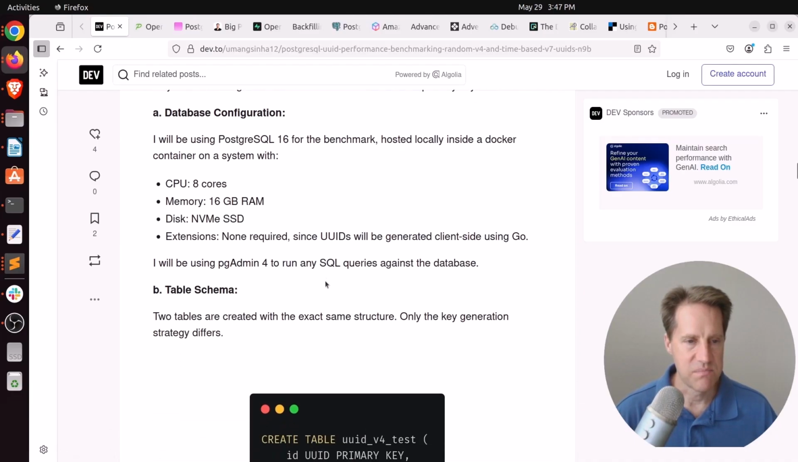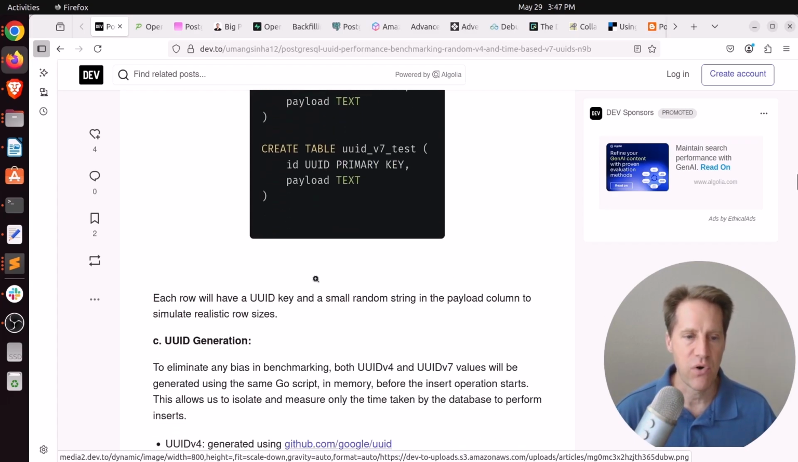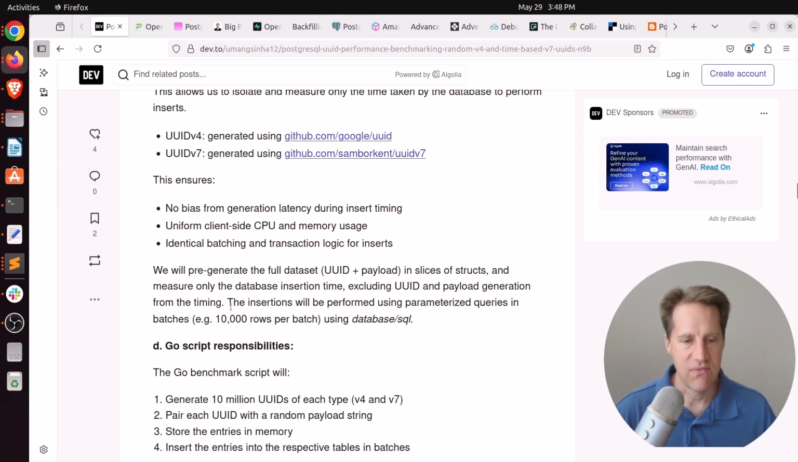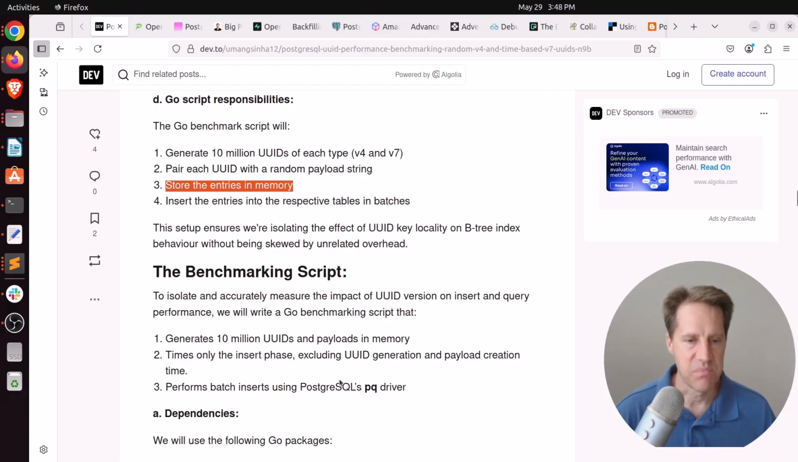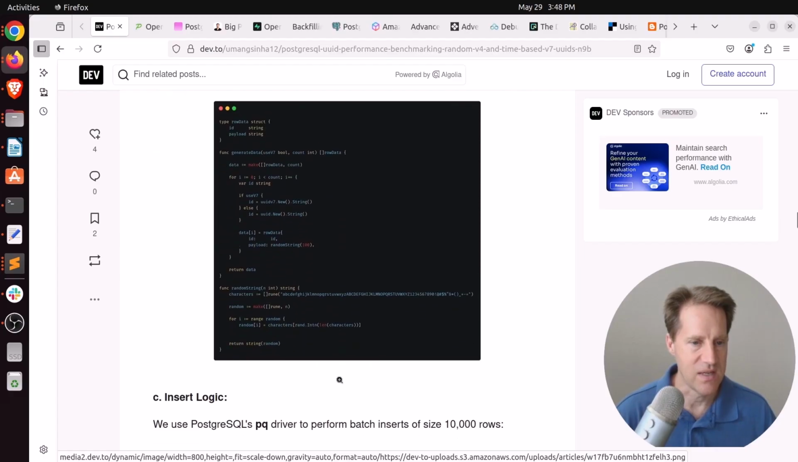But let's get into his benchmark. He's looking at an 8-core system, 16 gigabytes of RAM. He created 2 tables with UUID primary keys and just a text field to store data. And you'll notice he's not using any functions within Postgres. So he's actually generating the UUID in a Go program, keeping it in memory, and he's inserting 10 million rows, 10,000 row batches at a time. So he's trying to keep everything in memory to really analyze the performance of the database. So he's not using any of the functions in Postgres to do the UUID generation.